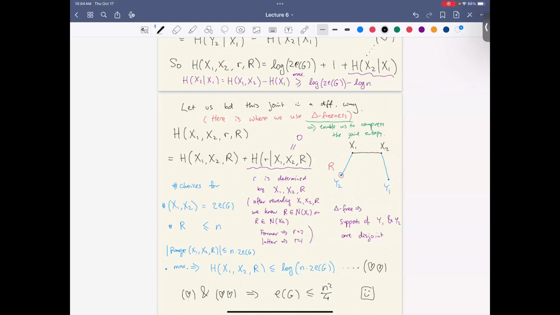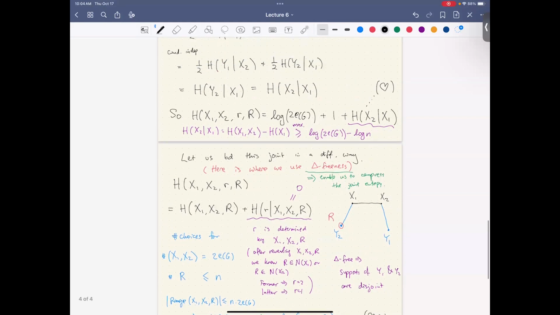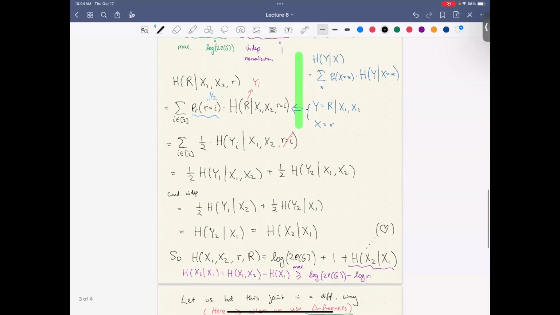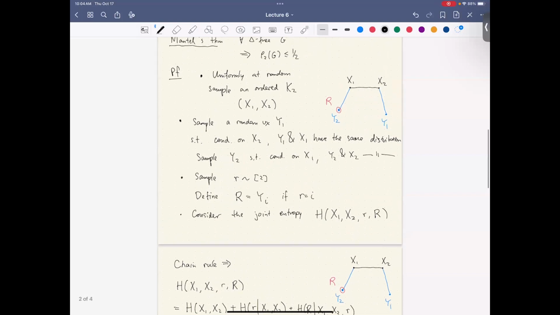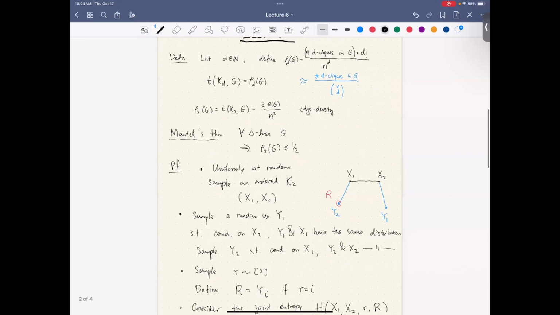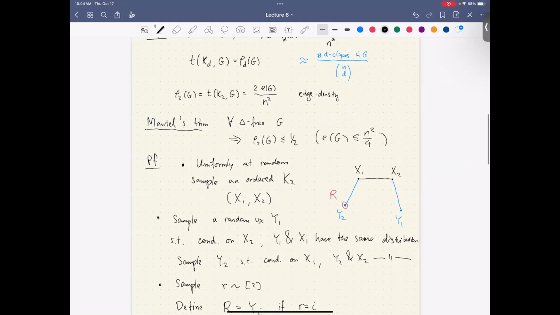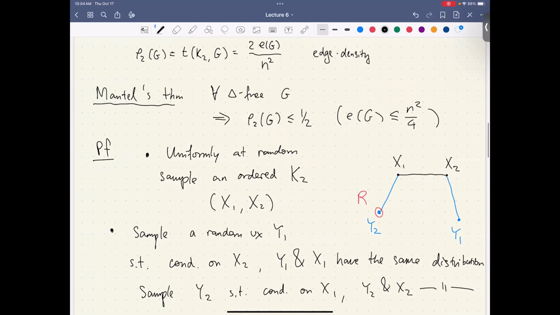Okay, now let's see how we can strengthen our argument to obtain something slightly stronger. Well, let's recall a phenomenon called supersaturation. Mantel's theorem says that E of G is at most n squared over 4. Taking the contrapositive, if E of G is more than n squared over 4, we will have a triangle.